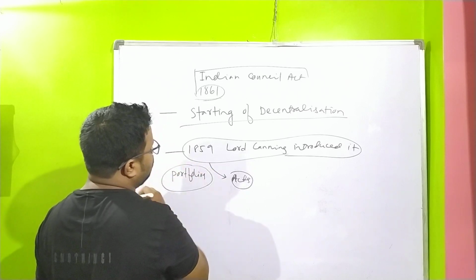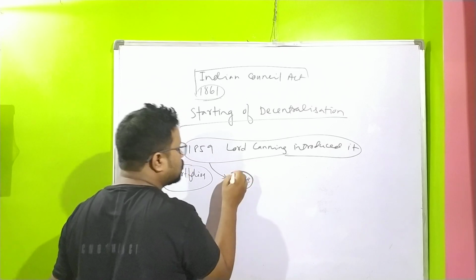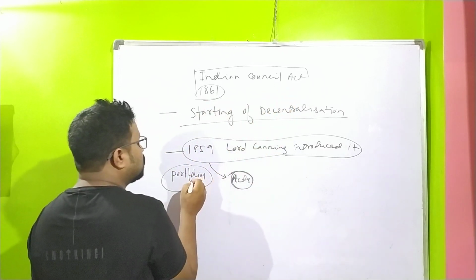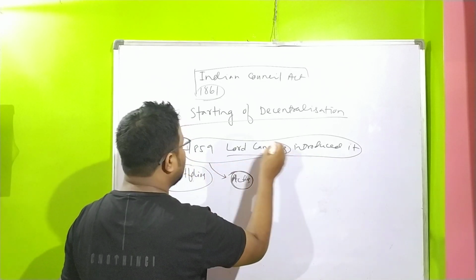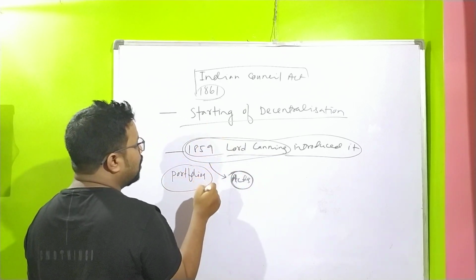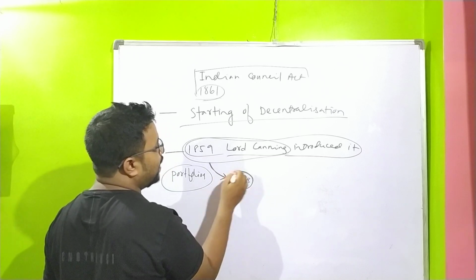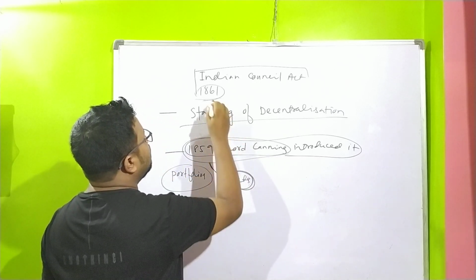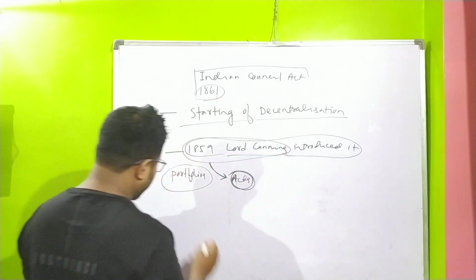Okay, portfolios were converted into acts by what? Indian Council Act. That means portfolios, which had been introduced by Lord Canning in the year 1859, were just an executive order, and this executive order was transformed into acts by Lord Canning in the year 1861 under the Indian Council Act.